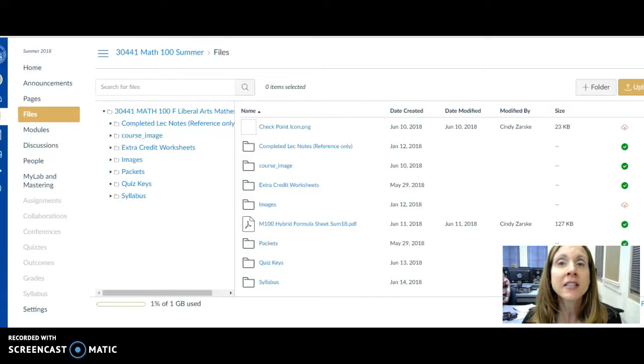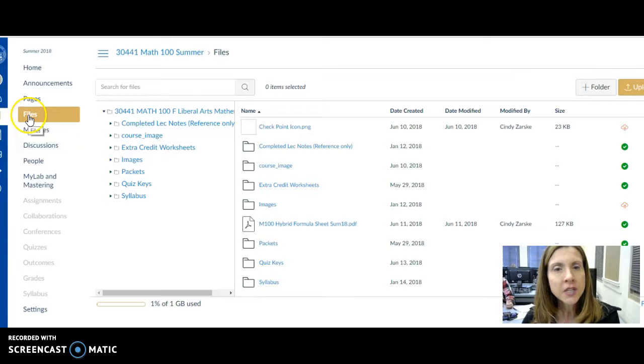Hello, Math 100 class. I just finished grading your quiz 3, and there were a few more struggles on this quiz than there have been on previous quizzes. So I want to pull up our key on our Canvas course and point out to you some common mistakes so you can hopefully get it straightened out in your mind before our midterm on Monday.